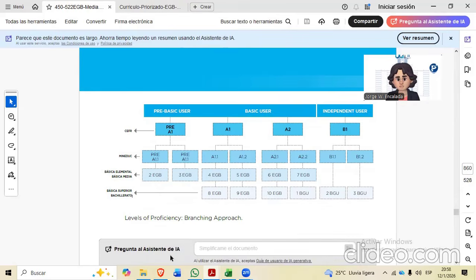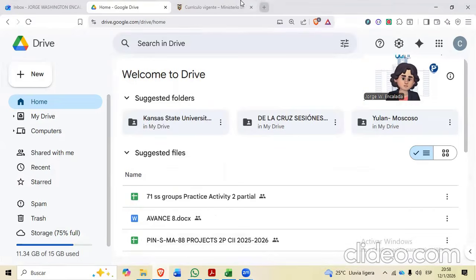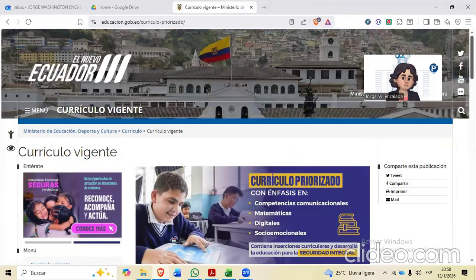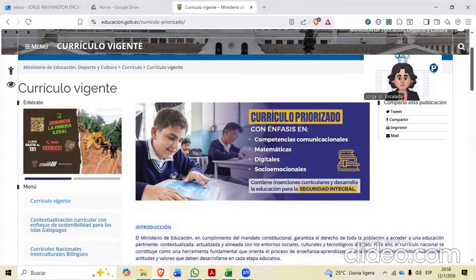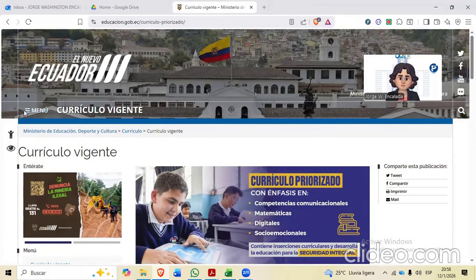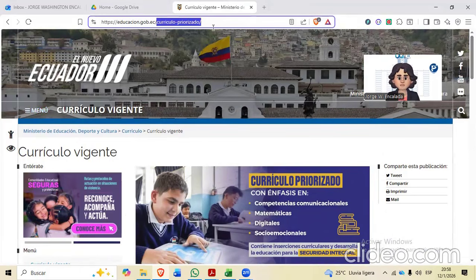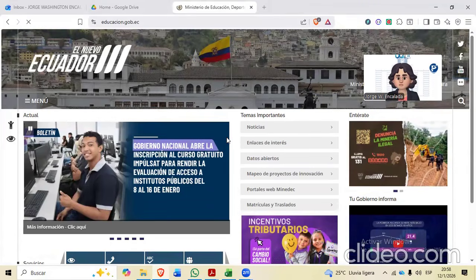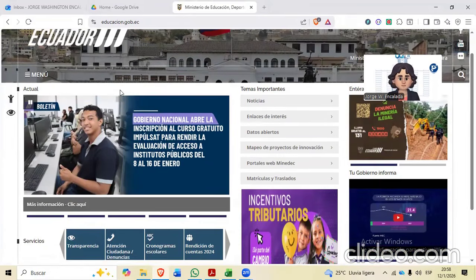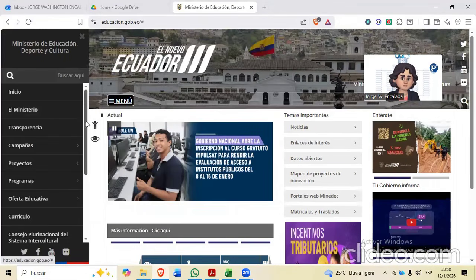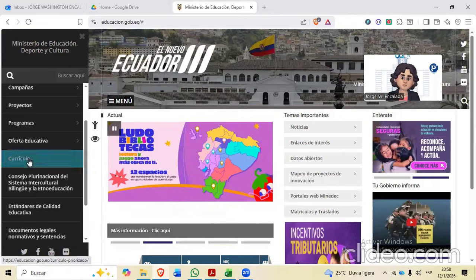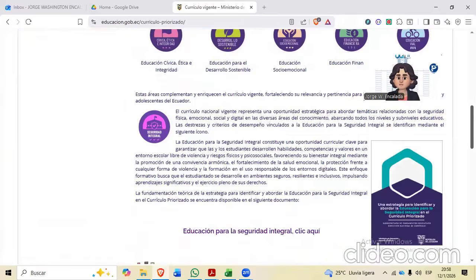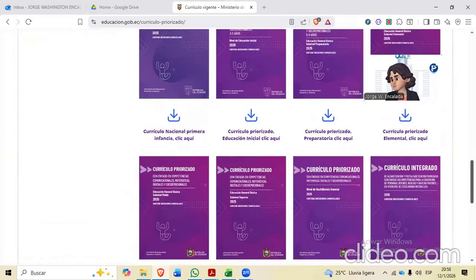Now we are gonna check the Ecuadorian proposal. So I am already here at the webpage of Ministerio de Educación, Deporte y Cultura. How do you access here? Well, basically you have to go to the webpage, which is educacion.gov.ec. And in here you have the menu. Once you have the menu, you have to go to the one that says curriculum. And in curriculum, you have to scroll down a little bit and you are gonna find yourself with the program, okay? With the current proposals.